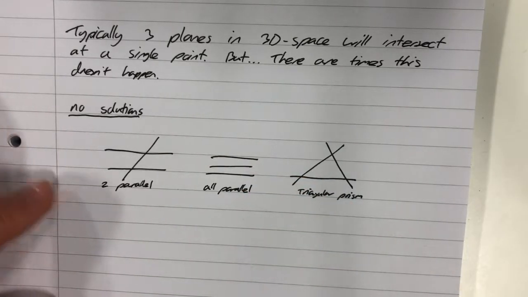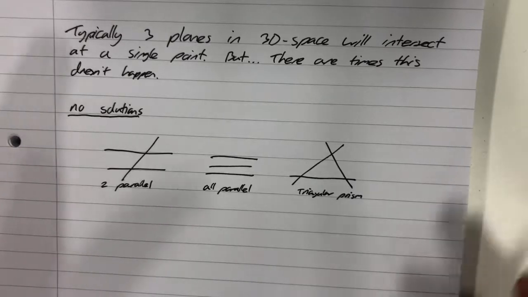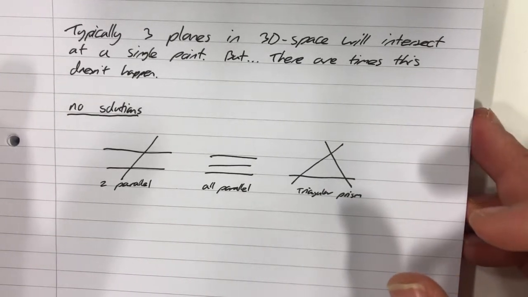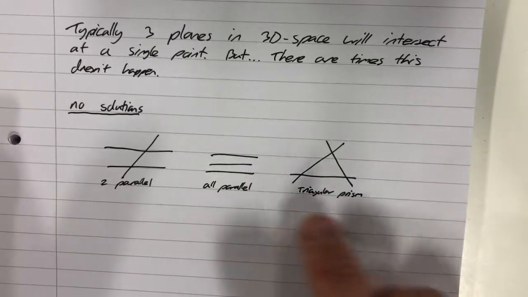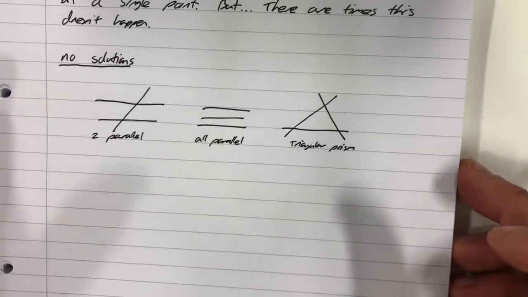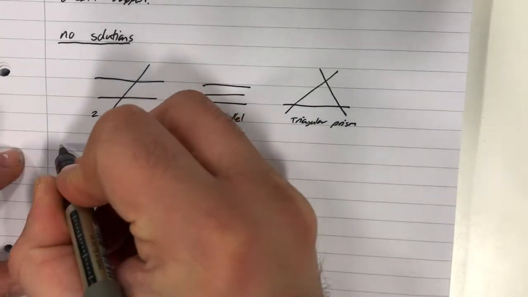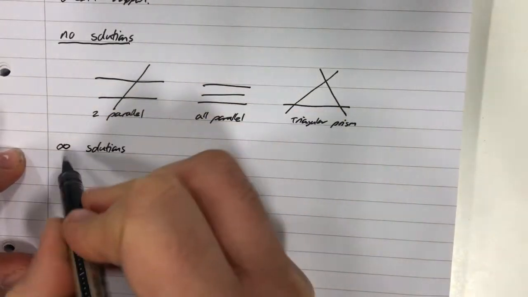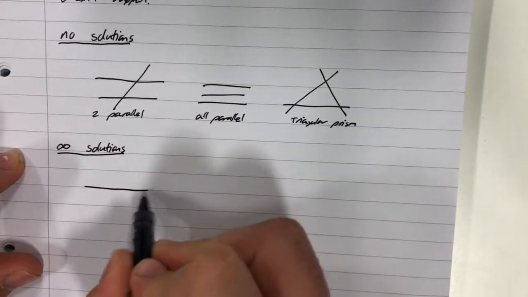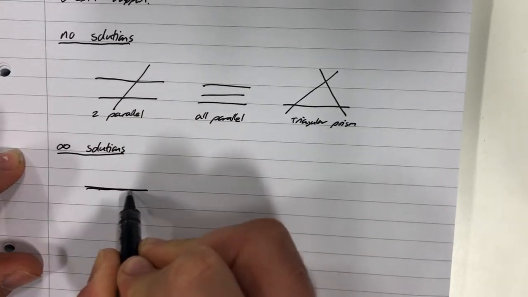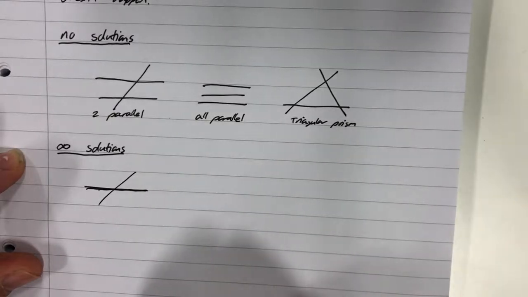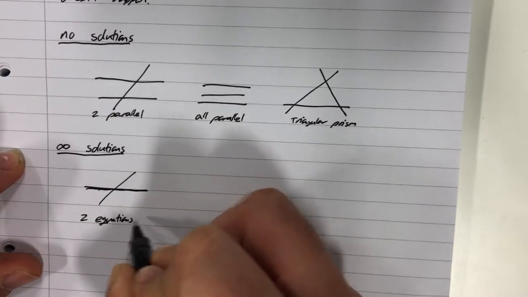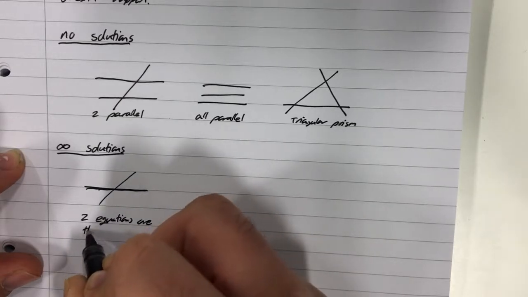Okay. So there are situations where there are no solutions, just like in 2-dimensional space. 2 linear lines don't intersect if they are parallel, but we have 3 different situations in 3 dimensions. But we can also get infinite solutions. So this can occur when 2 equations are actually just the same plane.